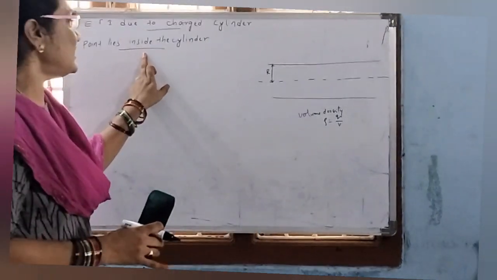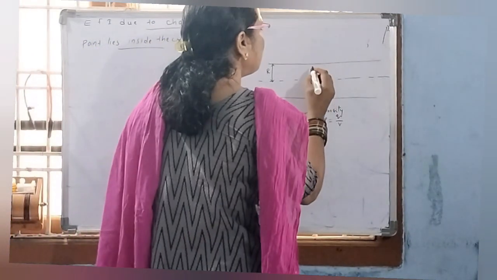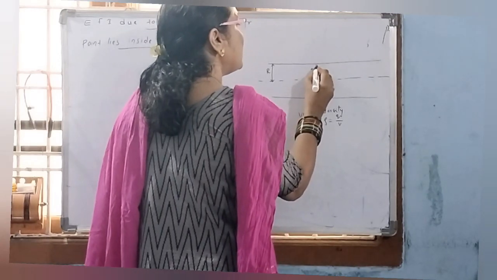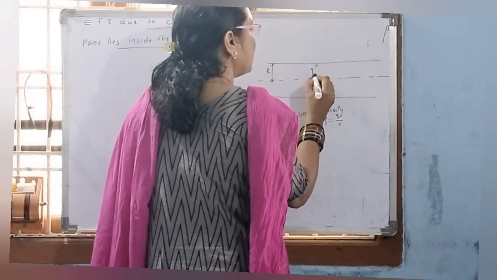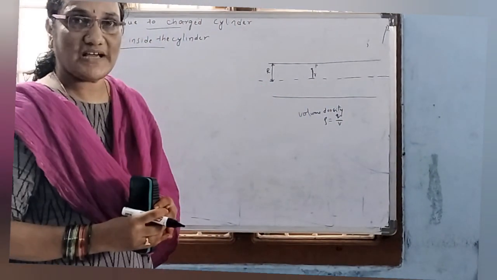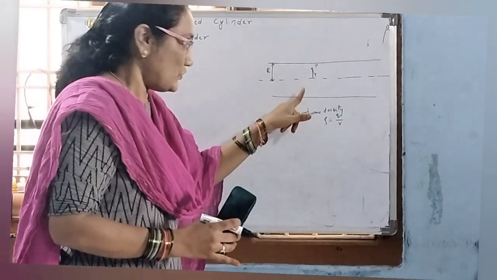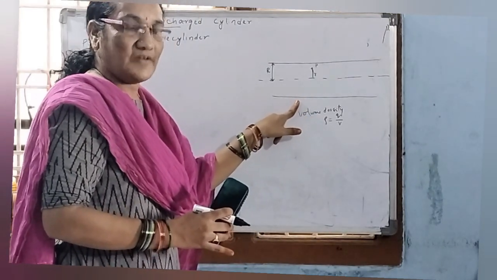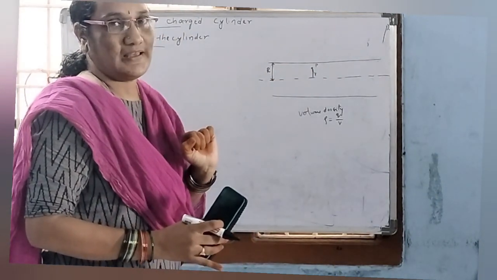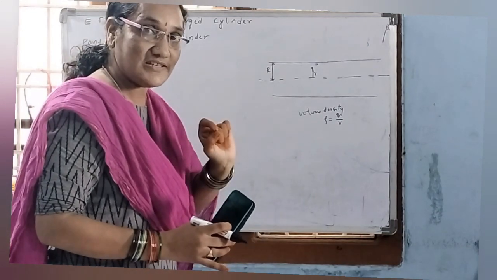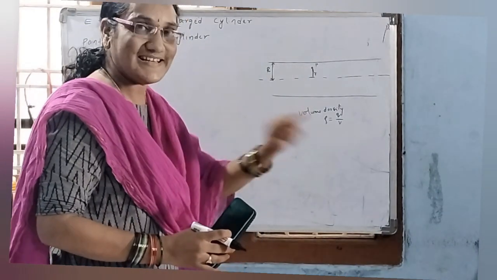Now, here our condition is the point lies inside the cylinder. Okay, so inside the cylinder somewhere here I'm taking a point P. Now this point P is at a distance r from the axis of the cylinder. Now we have to find the electric field intensity due to the entire charge on this cylinder at point P, which is inside the cylinder.